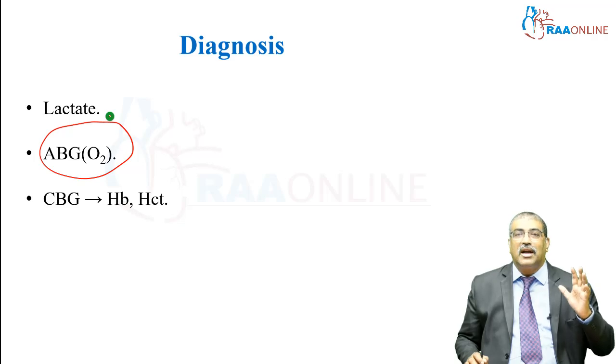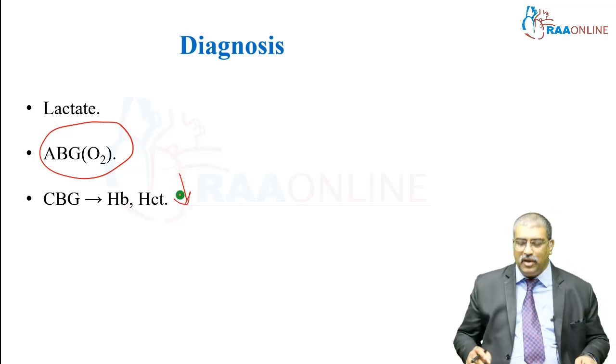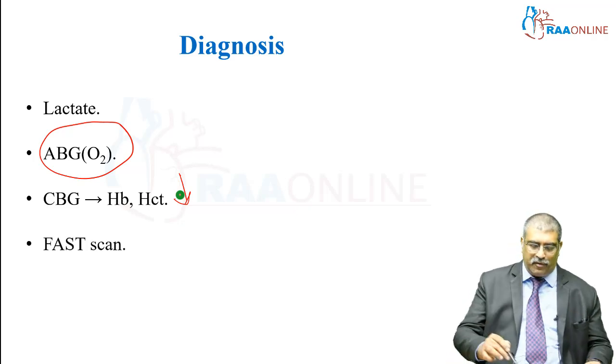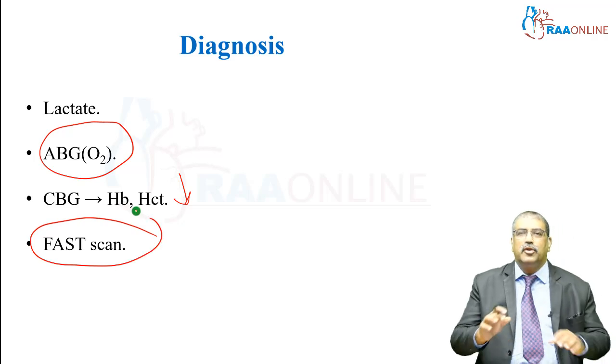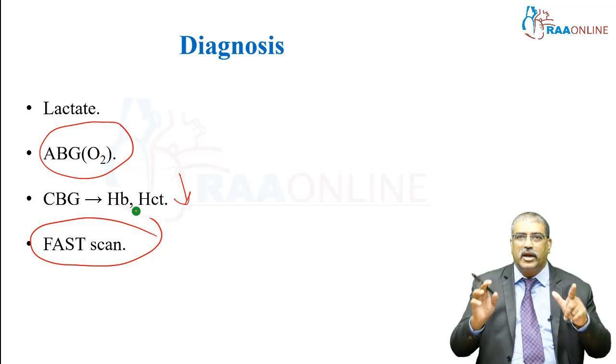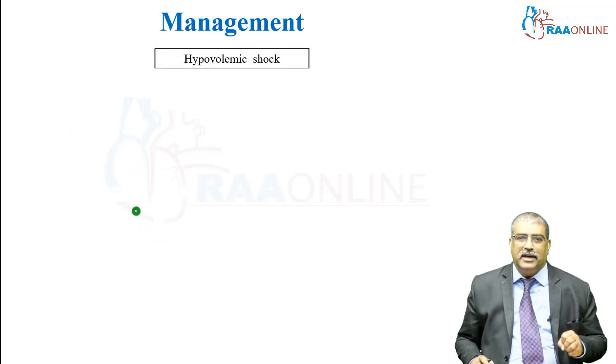And if you look at the hemoglobin and hematocrit, due to blood loss, it will be reduced. And you have to do a focus assessment sonography in trauma. Like you have to know which area to scan and you have to scan accordingly to locate the site of bleeding. Now coming to the management.